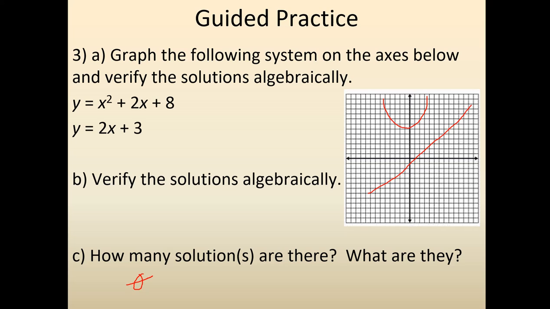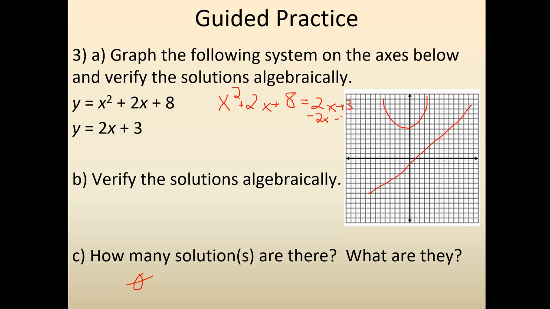They are non-real solutions. I don't know how much you remember from algebra from before, but what we mean by real is that they are either rational or irrational. So I'll actually prove this algebraically just to double check. So I'm going to find it the same way, setting these equal to each other. x squared plus 2x plus 8 equals 2x plus 3.